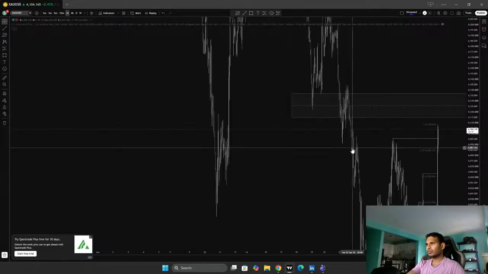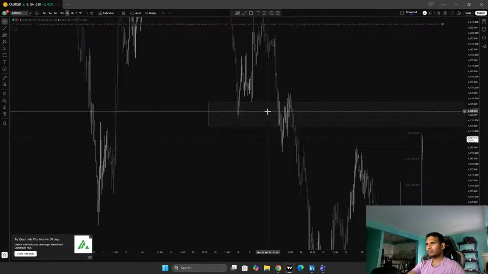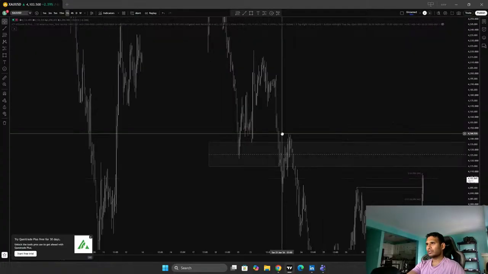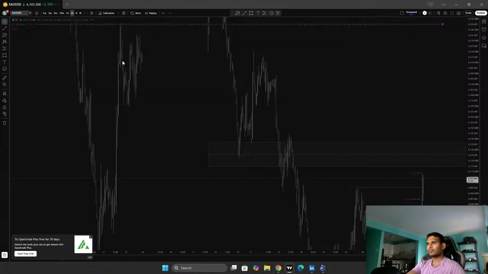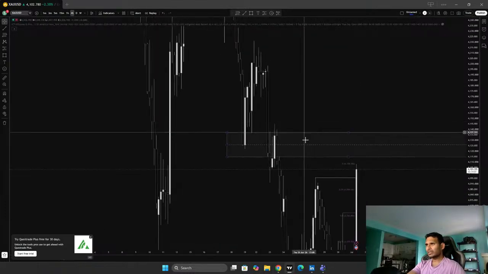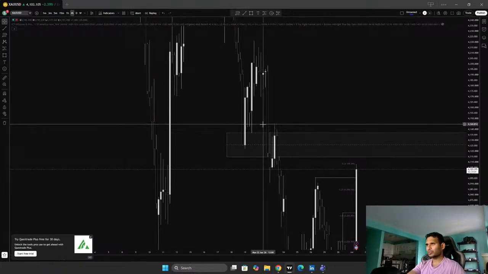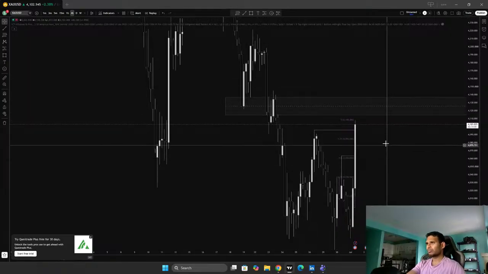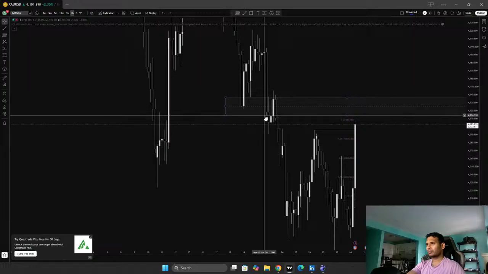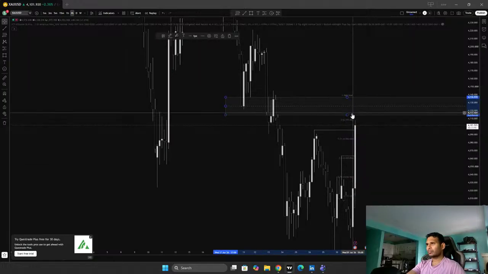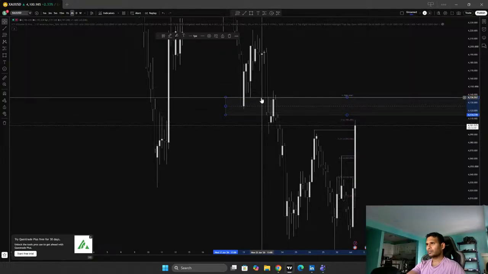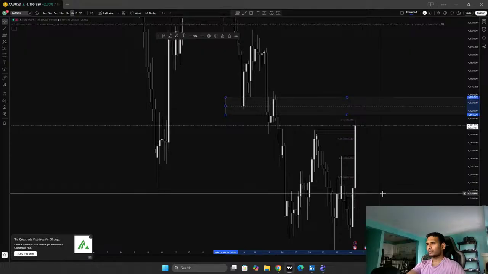So on 1 hour, the next liquidity zone would be here. We have these gaps. Of course, the next liquidity zone for me is supposed to be this, and we have this gap. I don't know what is going to happen here. I'm just curiously waiting to see what is going to happen.